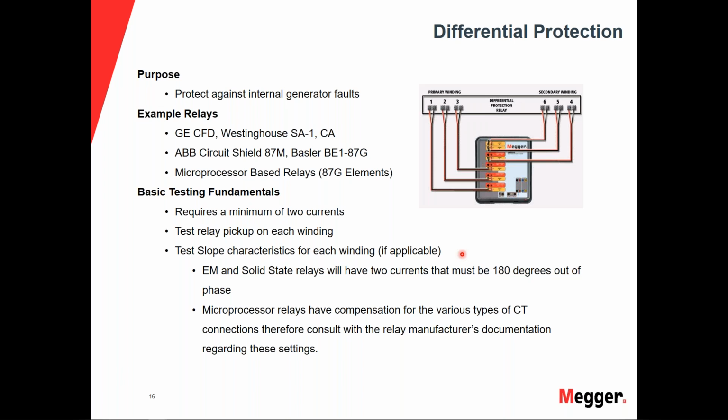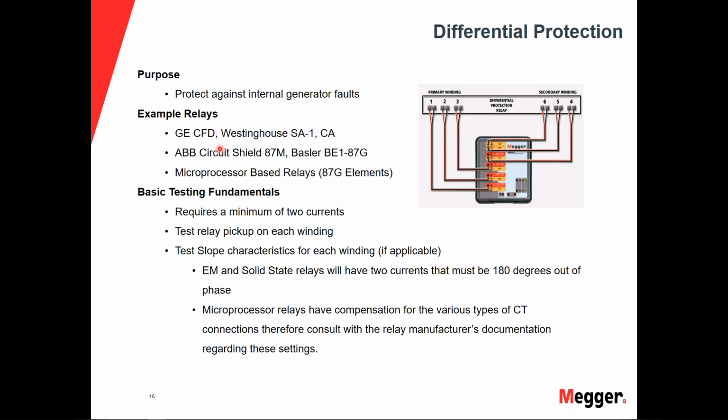So in differential protection, what are we actually looking for? The purpose is that we're trying to protect against internal generator faults, or faults inside the protected zone of the CTs. So if our CTs are wrapping some other type of device, we still want to protect within the CT zone.